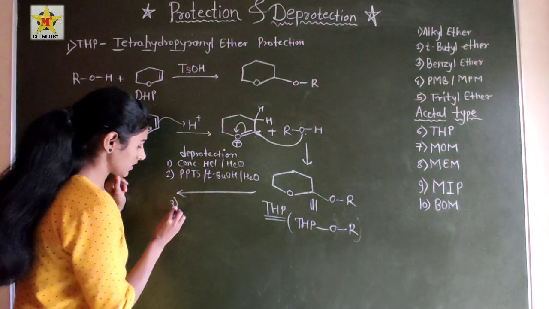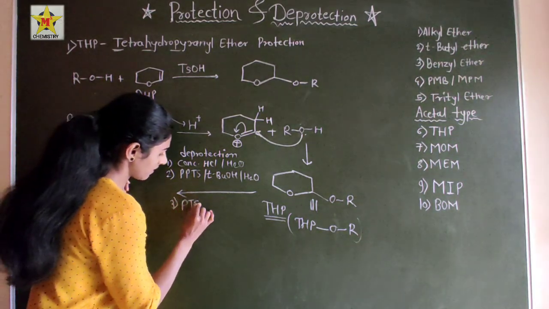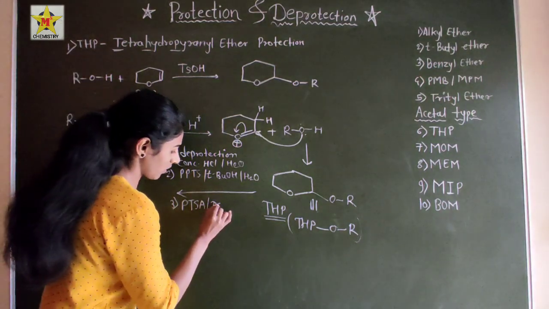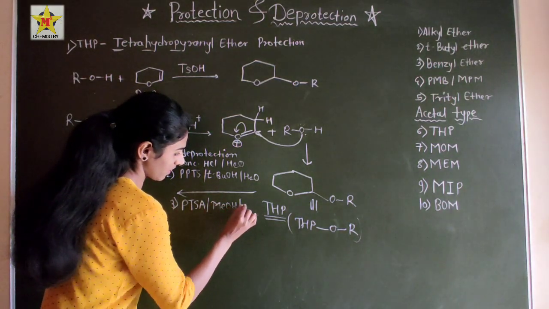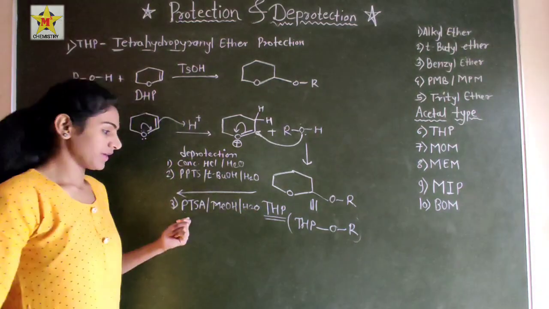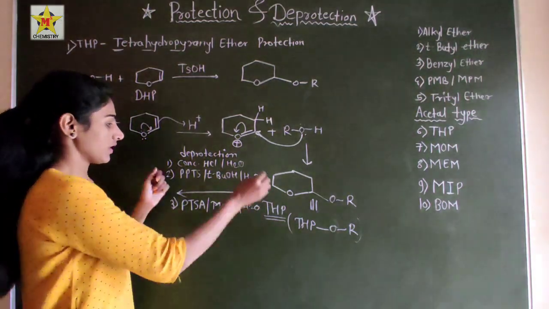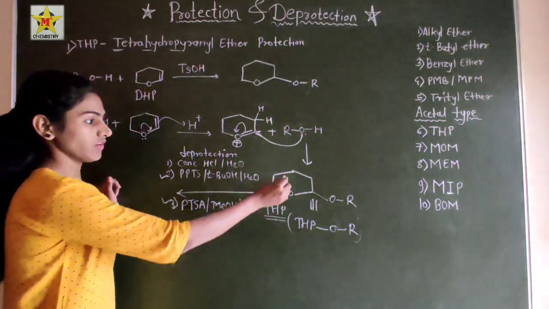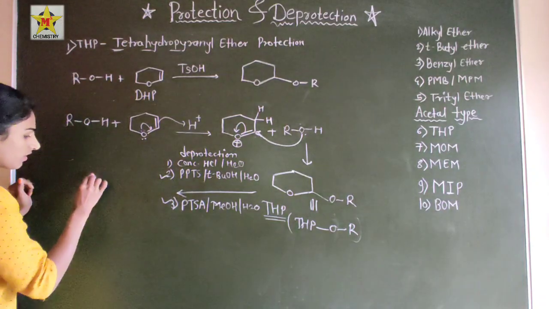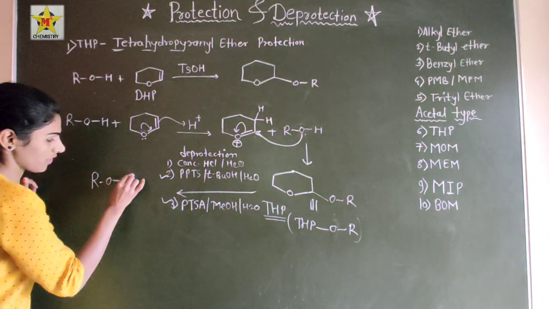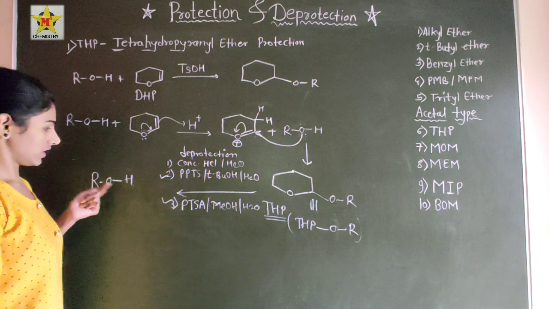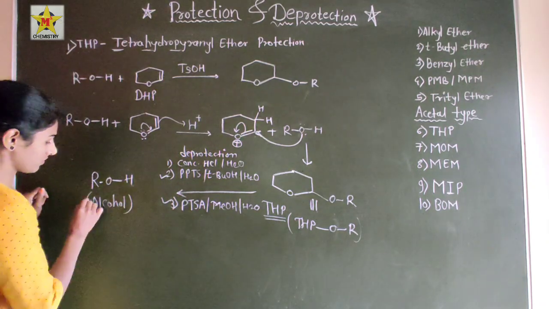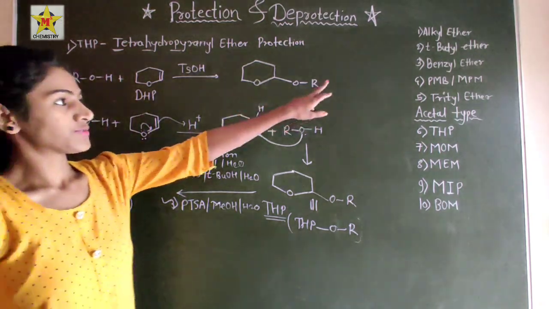And the third one is PTSA in methanol in water. These are selectively used for deprotection of this THP group and obtain ROH, again alcohol. This is THP type of protection.